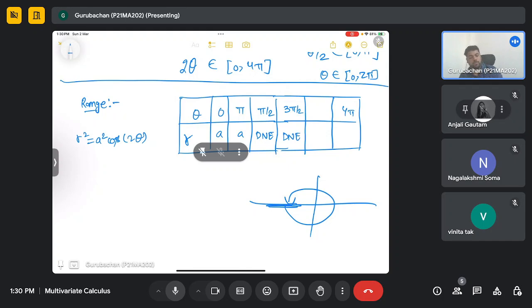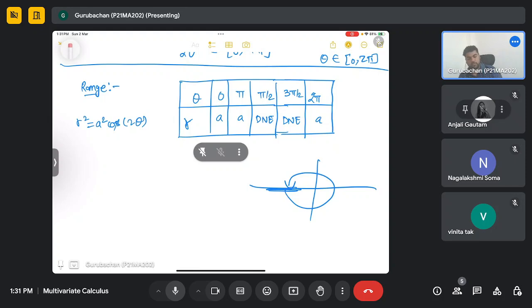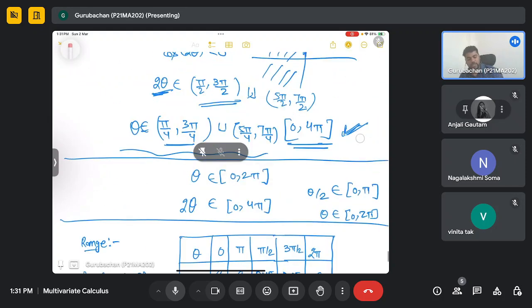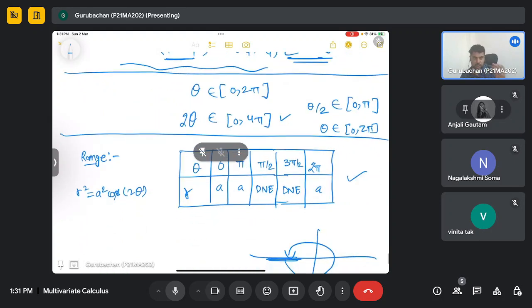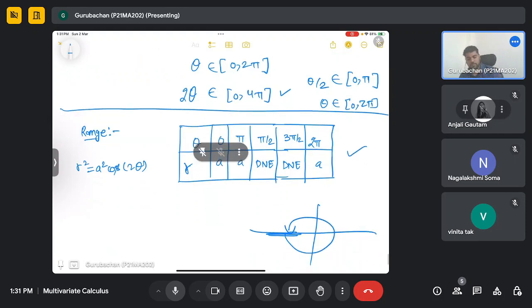Now we can talk about 2 pi. At 2 pi, this will become a square cos 4 pi. So what will be the value of this? A. Because of this 2 theta, while deciding the region, we have to take the region 2 times. We can also think about only 0 to pi, or if we take theta 0 to 2 pi, then 2 theta will cover the 0 to 2 pi range.